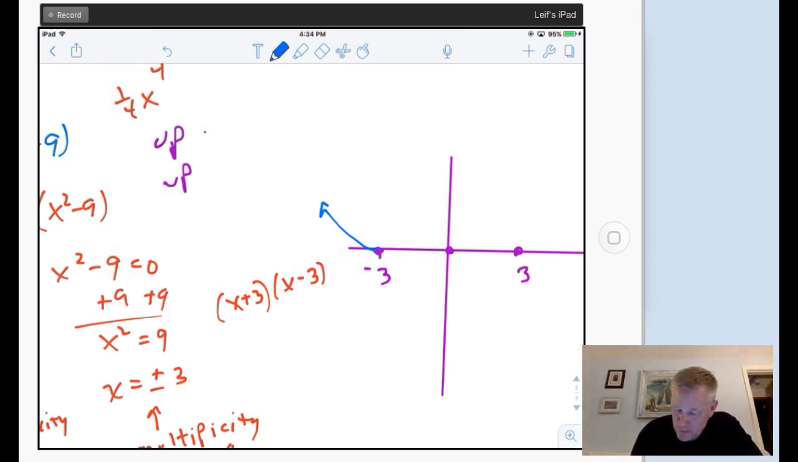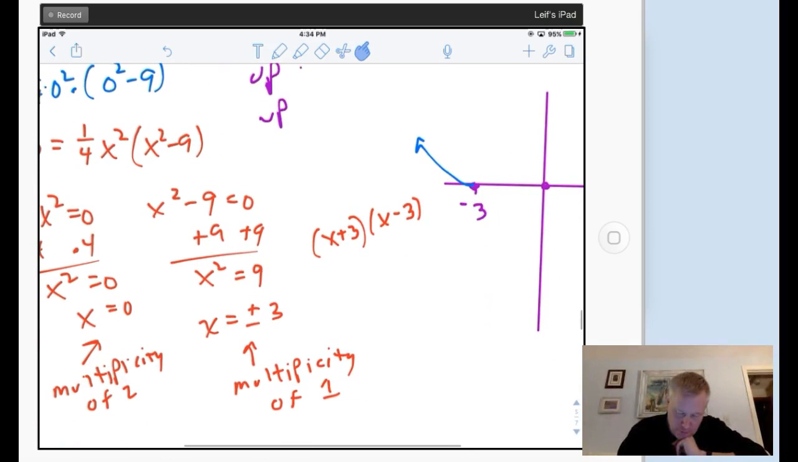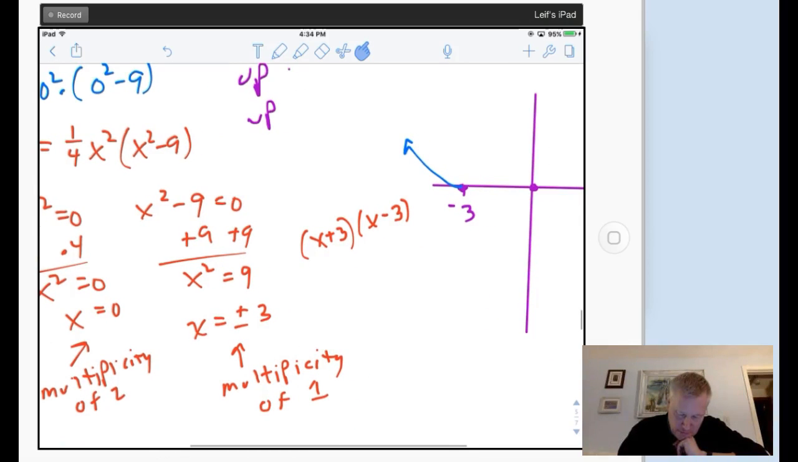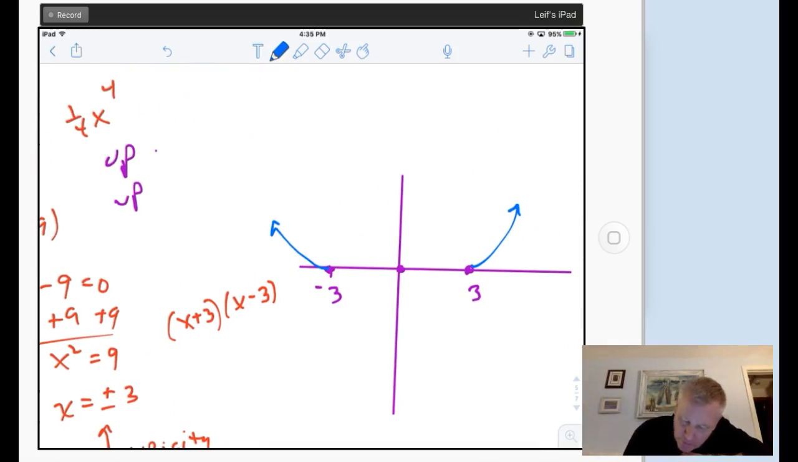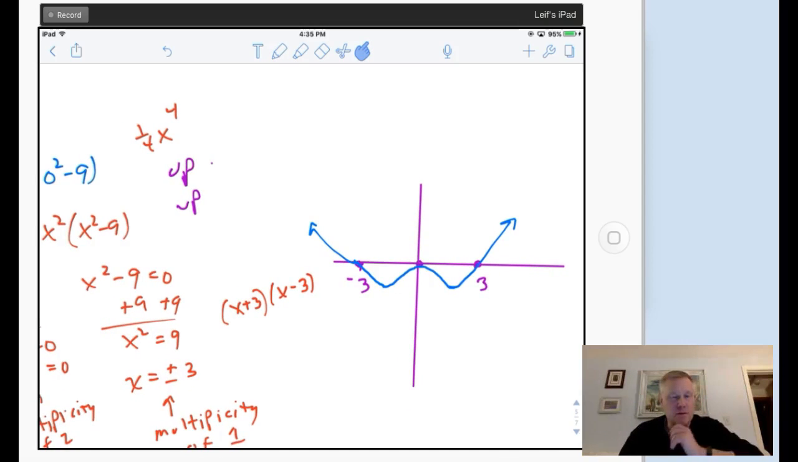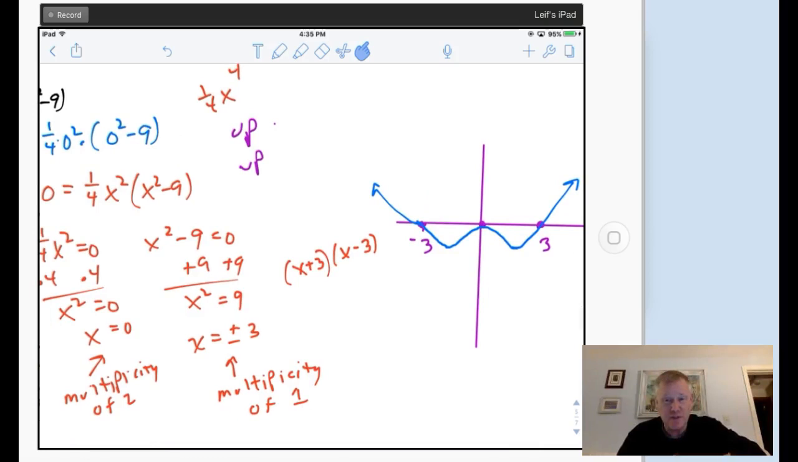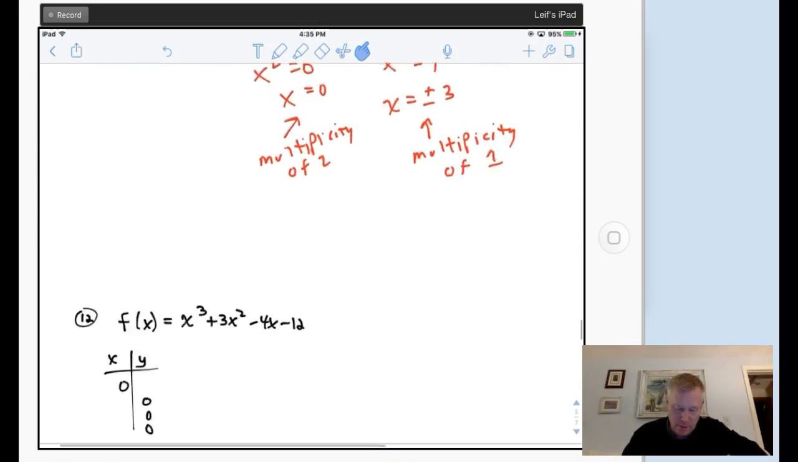Up and up. And then it's going through the 3 and the negative 3, but not through the 0. So it's going down here, and then it's going up and hitting that. So get this kind of, it's a lousy curve. Fix that. There, that's better. That's about what it looks like. So it hit the 0 with a multiplicity of 2, touched it, but didn't go through it, and went through the 3 and the negative 3, which had multiplicity of 1. All right, good. 12.